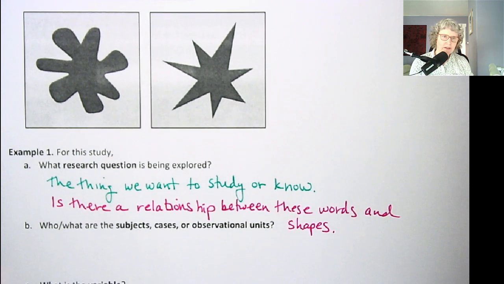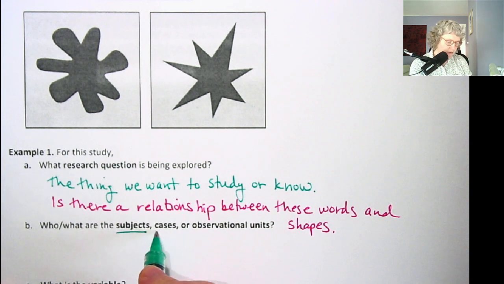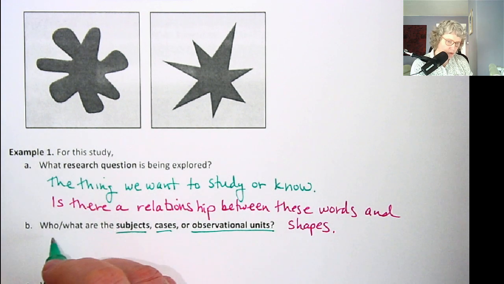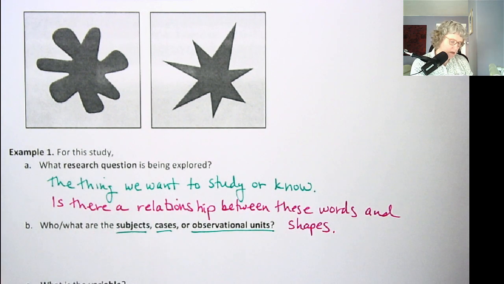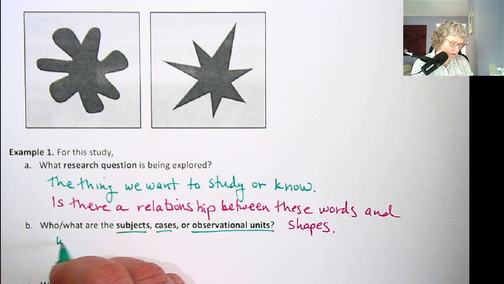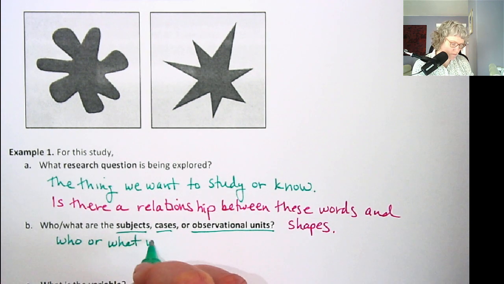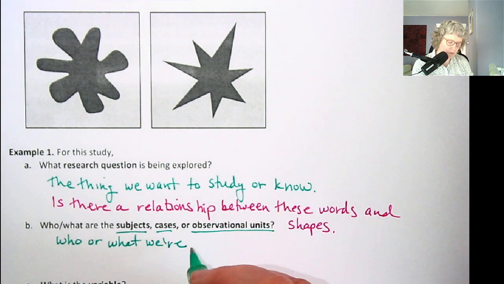Great. Now, the next question is, who or what are the subjects, cases, or observational units? These terms all mean the same thing. They're all referring to, first I'll put the general meaning in green here, who or what we're studying.